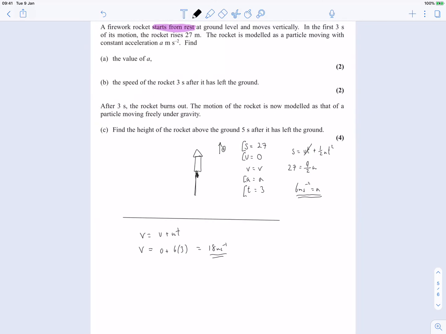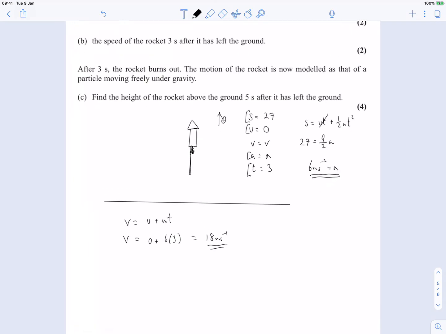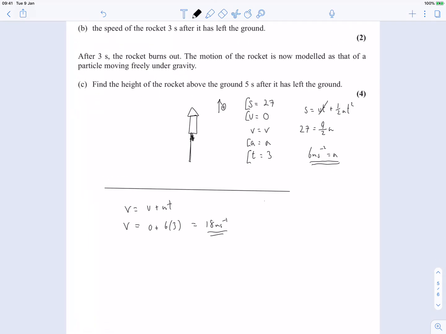And then part C: after 3 seconds, the rocket burns out. So the motion of the rocket is now modelled as that of a particle moving freely under gravity. Find the height of the rocket above the ground 5 seconds after it's left the ground. Okay, so let's do another SUVAT. S is what we want, I don't know how far it is above the ground. U, the initial speed was 0? No, it's not.